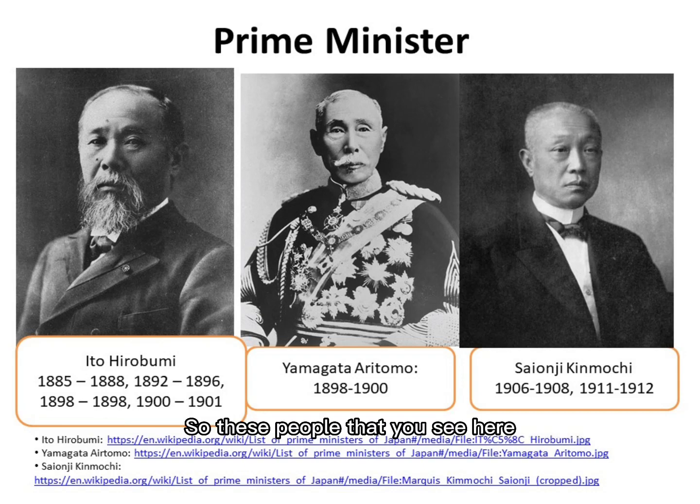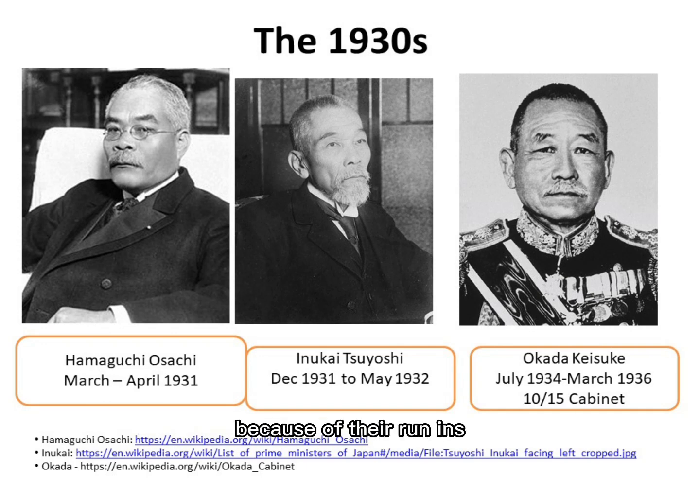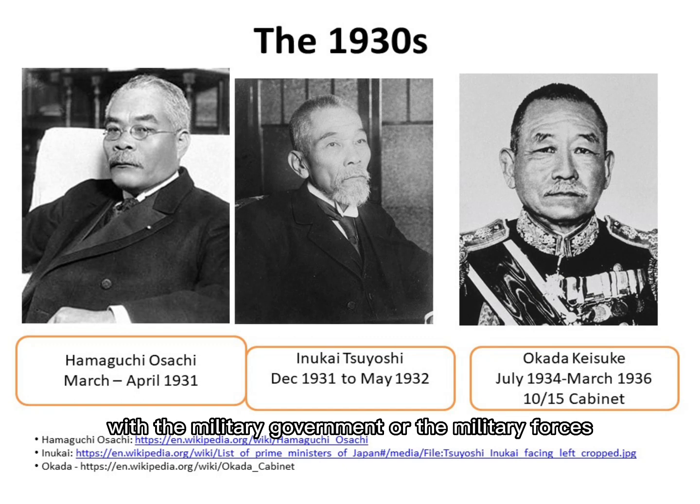So these people that you see here are from the Meiji period. The last surviving one will be the one that you see on your right, Saionji Kinmochi. In the 1930s, two prime ministers will be assassinated because of their run-ins with the military, Hamaguchi Osachi as well as Inukai Tsuyoshi. So their assassination exemplifies the tensions that you have between party politics as well as the military.